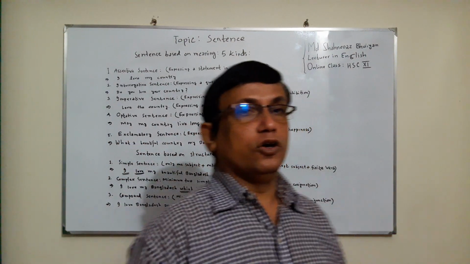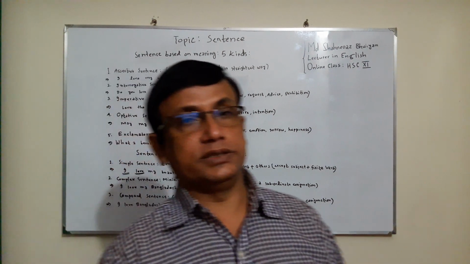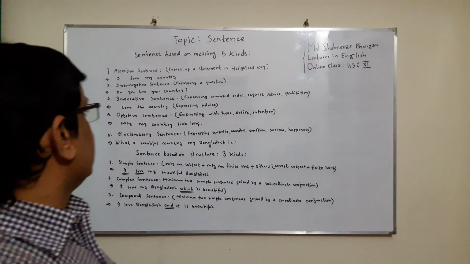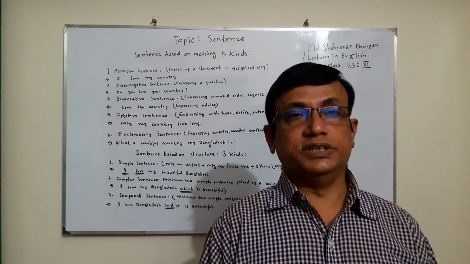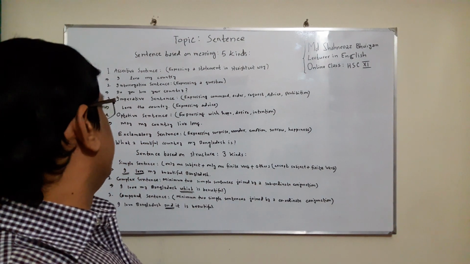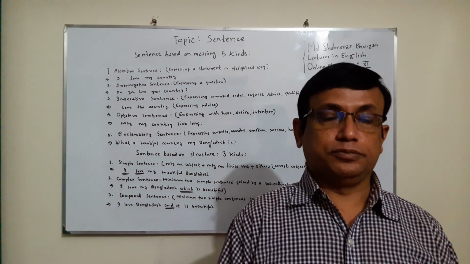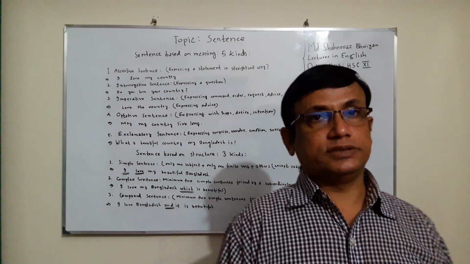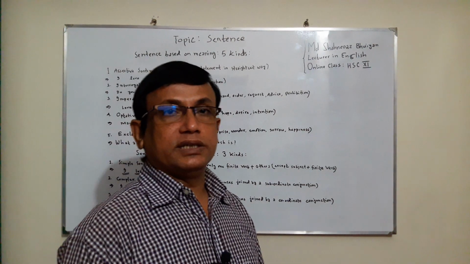And then, the optative sentence. It expresses a wish, hope, desire, intention. For example, I have written, may my country live long. It is a sentence expressing a wish. And then the exclamatory sentence, as it expresses surprise, wonder, sorrow, happiness, etc. For example, I have written, what a beautiful country my Bangladesh is.